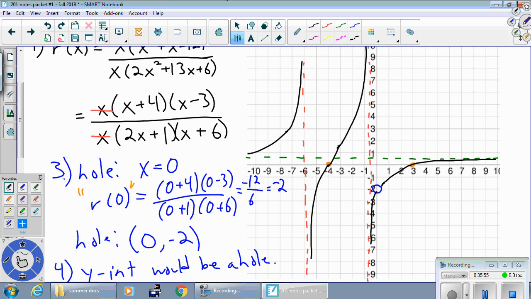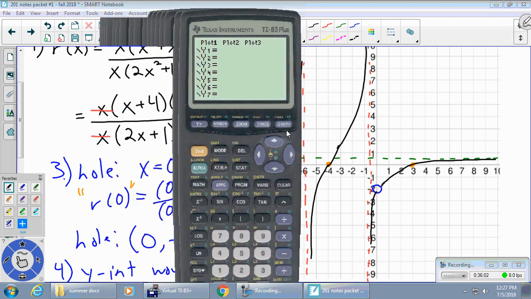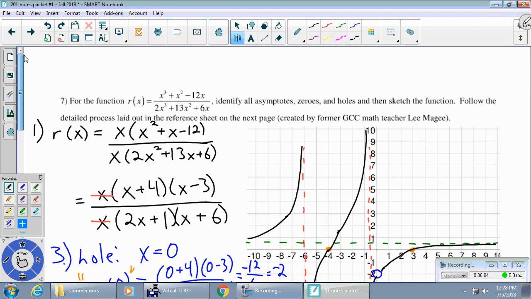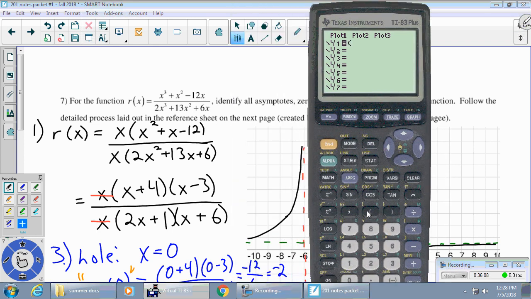And just because that one was so darn tough, we'll check our work real quick by plugging in the original function. So I like to go to the original form of the thing. So big parentheses here, x cubed plus x squared minus 12x, close parentheses, divided by open 2x cubed plus 13x squared plus 6x. So I think that's good.